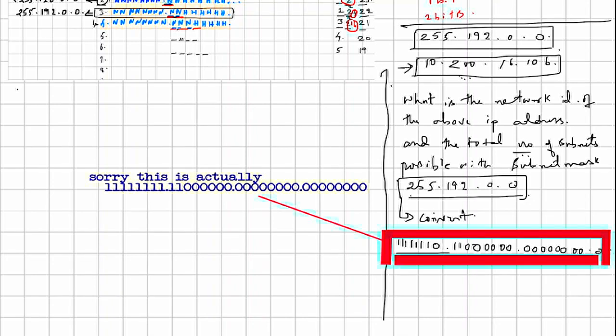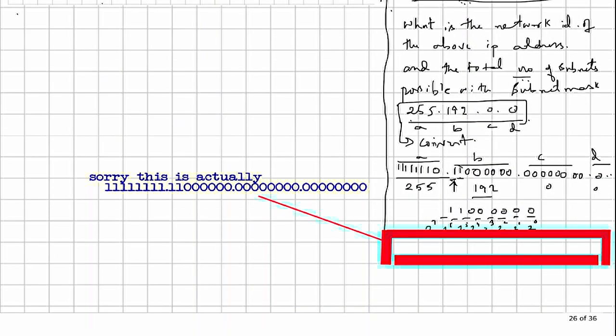See here, this is the first portion, part A, B, C, and this is portion D. If you convert this, it is 255, this is 192, this is 0 and this is 0. Why is this 192? I will tell you how it is converted. Here it is 2 power 0 at this place, then 2 power 1, 2 power 2, 2 power 3, 2 power 4, 2 power 5, 2 power 6, 2 power 7.